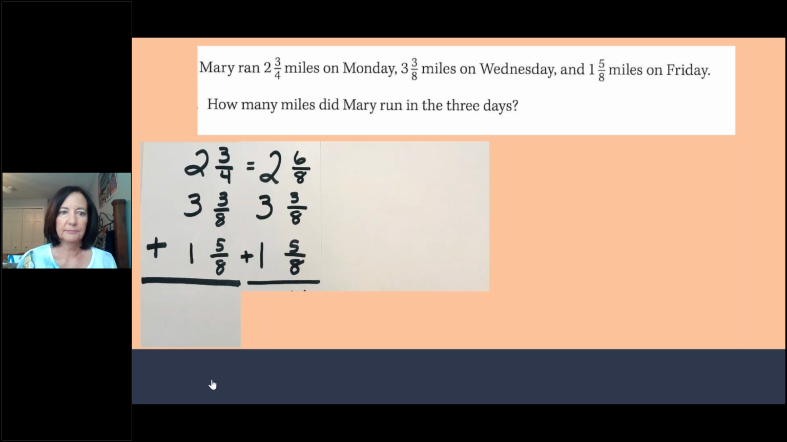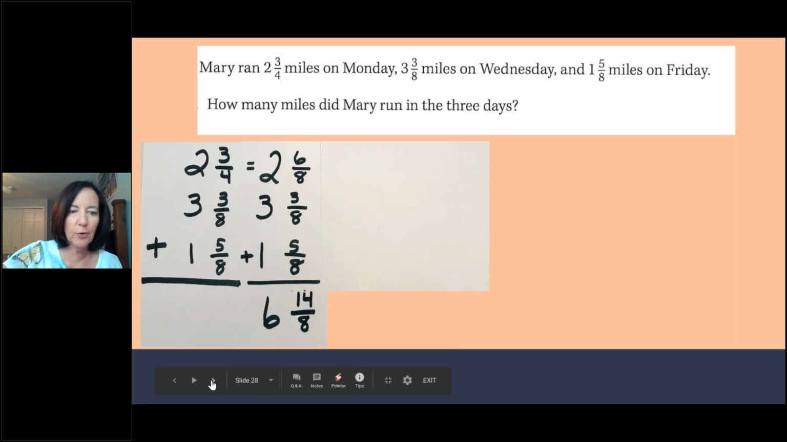Okay. 5, 6 and 9 plus 9 to 12. 6 and 14 over 8, which is improper. Good. Okay, hold up. Your brain works in a different order. 6 and 14/8. That doesn't look right. We're going to have to rewrite this. See if you can do that.